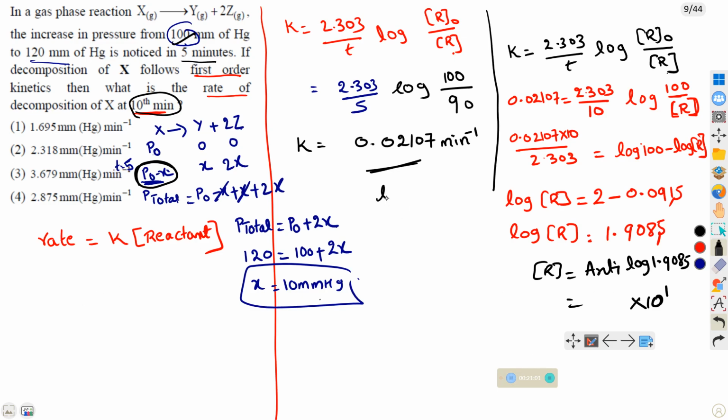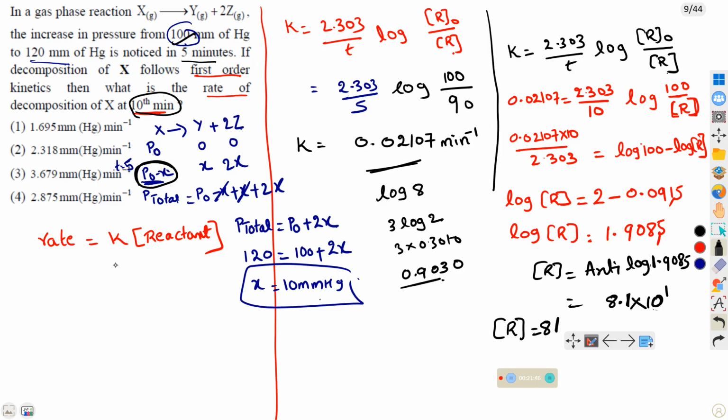Calculate the log 8 value. Log 8 is also written as log 2 cube, which is 3 log 2, so 3 into 0.3010, which is 0.9030. Here 0.9085 is there after removal of 1, because 1 is already written in terms of scientific notation. So log 8 value is exactly this much, but this value is more than this. So you can take 8.1 or 8.2. 8.1 into 10 power 1. Then the concentration of R is equal to 81.